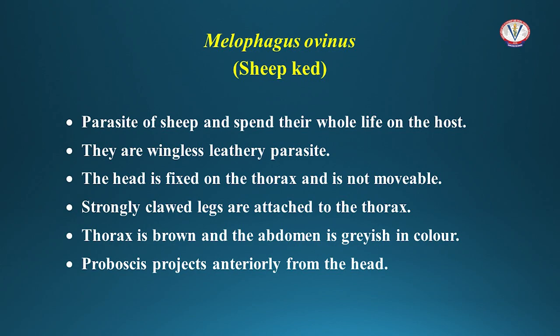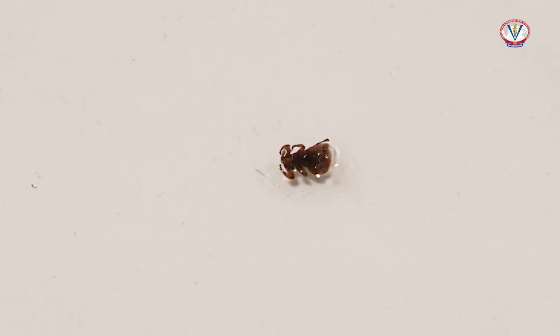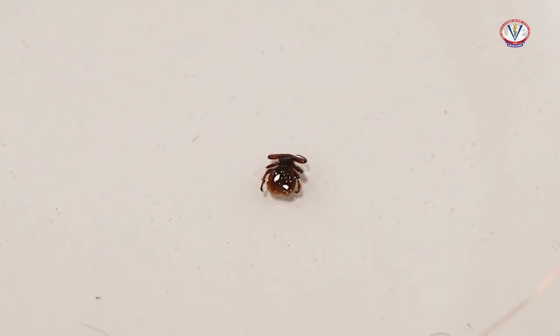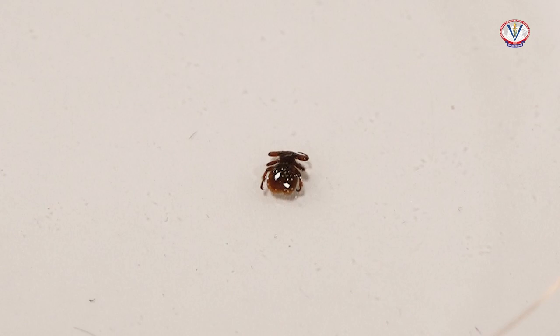Melophagus ovinus, or the sheep ked. This is a parasite of sheep and it spends its whole life on the host. They are wingless, leathery parasites. The head is fixed on the thorax and is not movable. Strongly clawed legs are attached to the thorax. Thorax is brown and the abdomen is grayish in color. Proboscis projects anteriorly from the head.